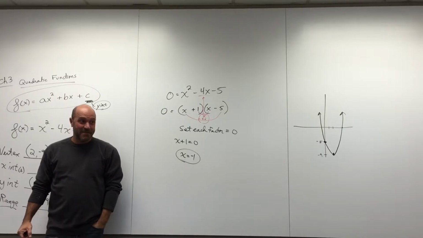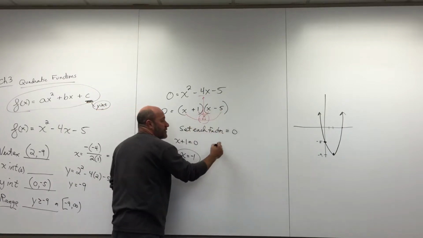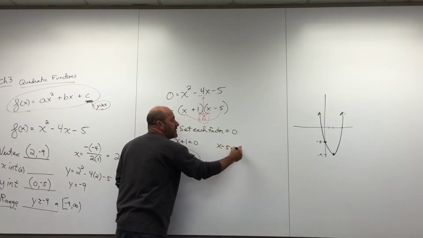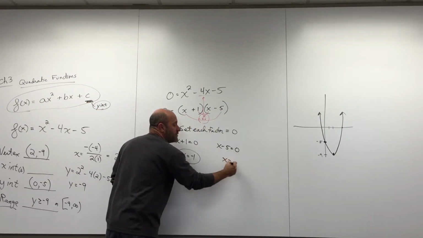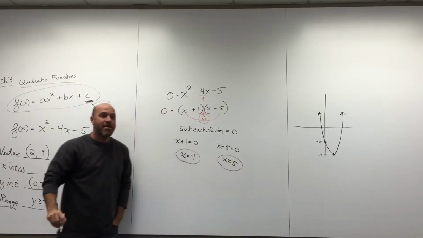You do that to 5 too? Yes, you set the other factor equal to 0. You move the 5 over, and x equals 5. So you just change the sign, basically.